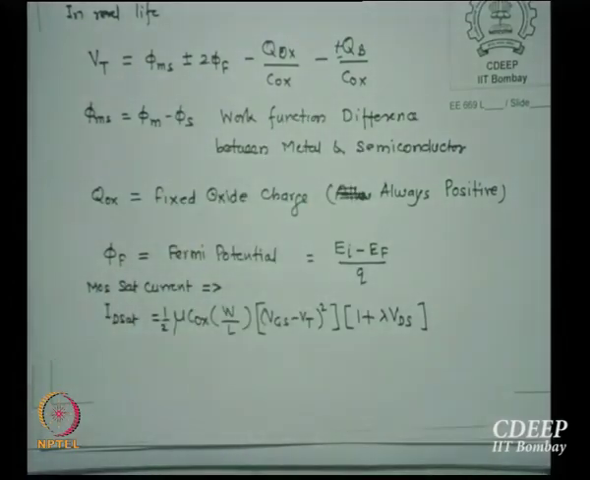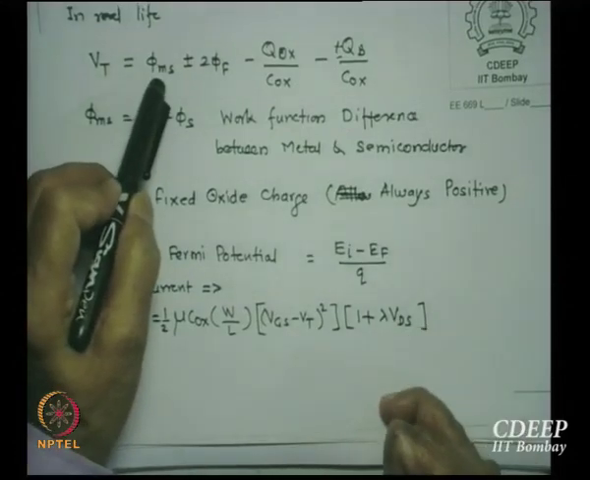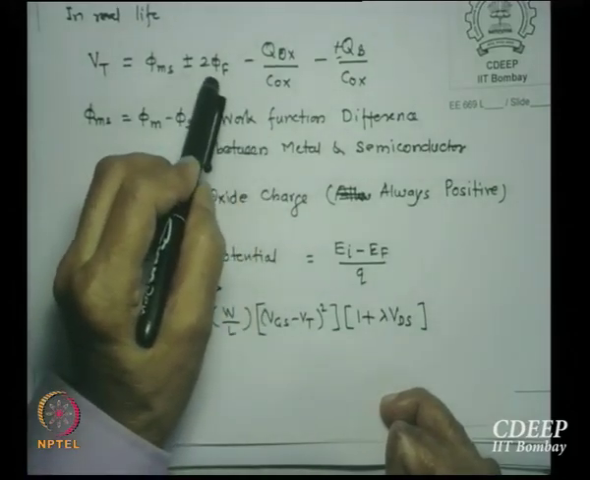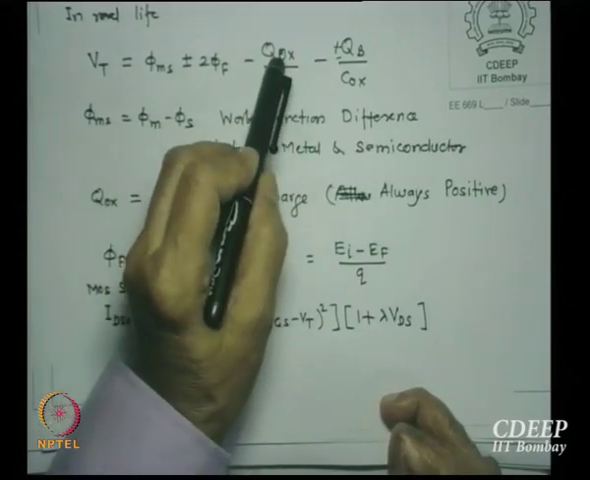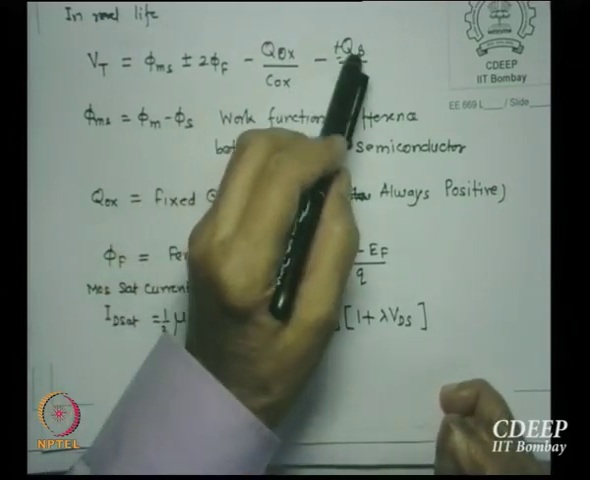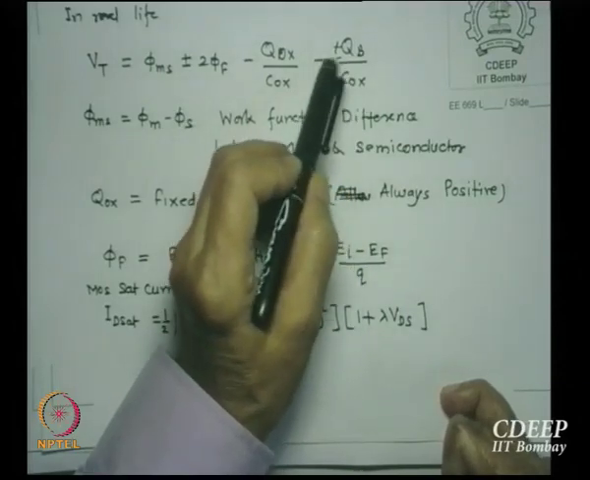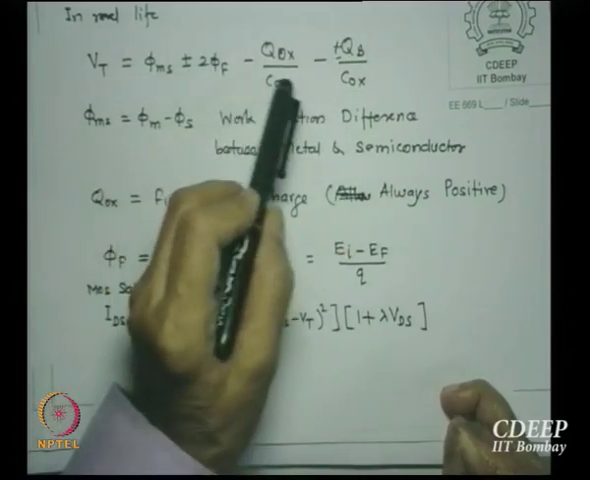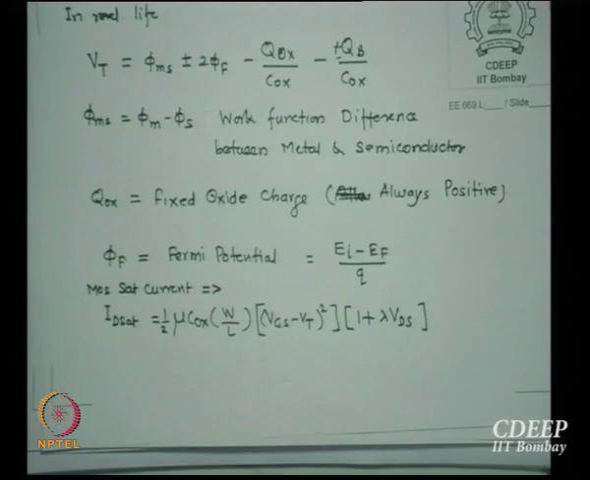Please remember a very interesting thing: φms is always negative, always; we will show you this. For a P substrate or n channel device, 2φF is positive, Qox is always positive, so Qox by Cox is always negative. Qb, which is QNaXd minus, will become positive. So this is a positive term, this is a positive term, this is a negative term, this is a negative term. So what can happen? They will subtract.